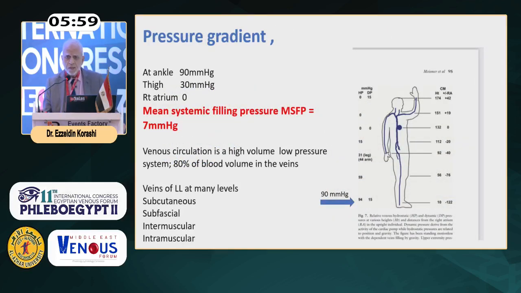Very important to stress that there's a pressure gradient. We have a high pressure at the foot and much lower pressure as we go proximally up the thigh till the heart, till we find the pressure 0 at the right atrium. This pressure gradient is a very important hemodynamic thing. It's 90 millimeters of mercury at the ankle, and as we go up, it decreases gradually.